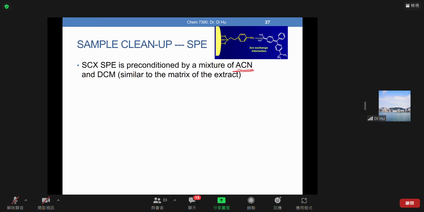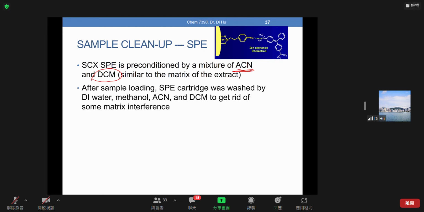We're using the ACN to do the extraction, right? So if you use DCM to do liquid extraction, then you want to do that one. But if not, just ACN should be fine. After sample loading, it is washed by DI water, methanol, ACN, and DCM to get rid of some of the interference. So we normally do that.